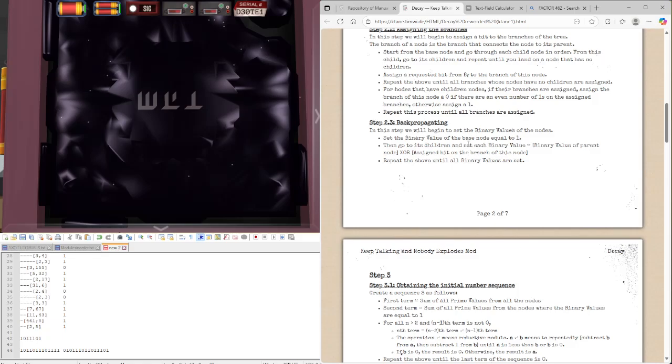Go to set the binding value equal to the binding value of the parent node, XOR design bit on the branch of this node. So this one was 7 and 1. So 1 XOR, there is 1, that's 0.